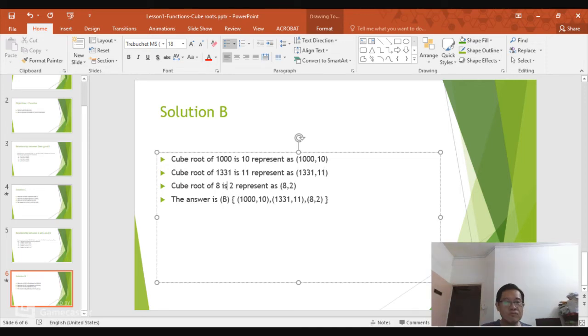The cube root of 8 is 2. Why 2? 2 times 2 is 4. So 4 times 2 is how many? Is 8. You need to times 3 times. So automatically you get 8. So 8, 2. Then finally after that you do the arrangement. This will be B, meaning that 1000, 10, 1331, 11. Then the last one is 8, 2. So this is how you do your cube root for the relationship.